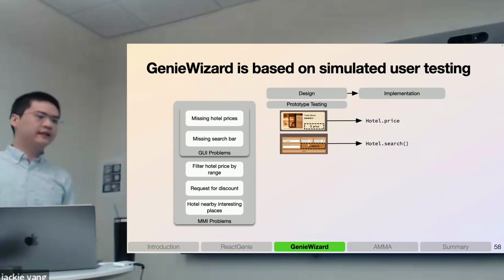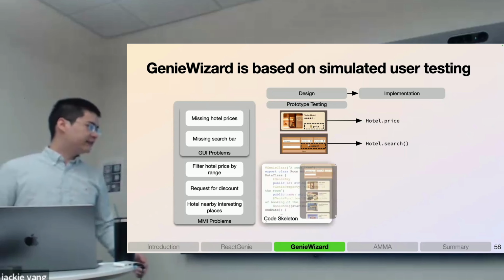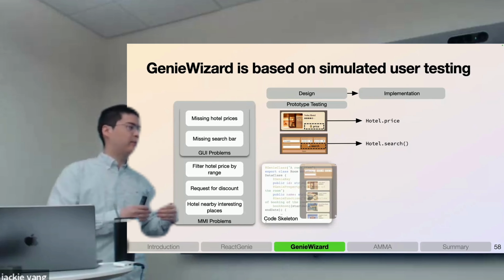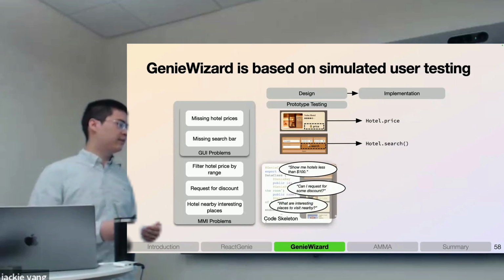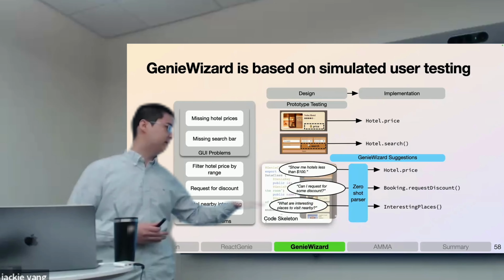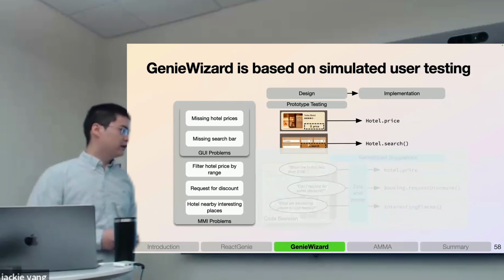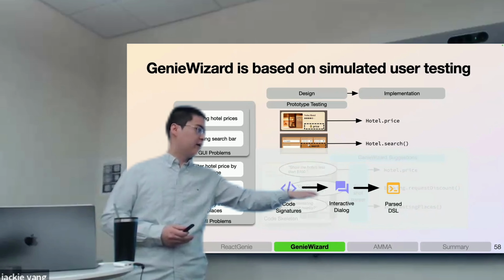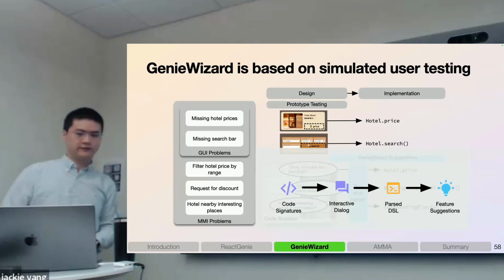And even if you know what functions are missing, the designer does not necessarily know which function to implement to support that feature. So instead, we start with the developer's code skeleton. They only have to write the state code of all the functions they are planning to write rather than the implementation, and we generate potential user utterances from that. We use our slightly improved zero-shot parser to translate those utterances into commands and then figure out what features are missing. So, a quick summary: we start with code signatures, we generate interactive dialogue, from the interactive dialogue we generate parsed DSLs, and finally, we get features from the parsed DSLs.